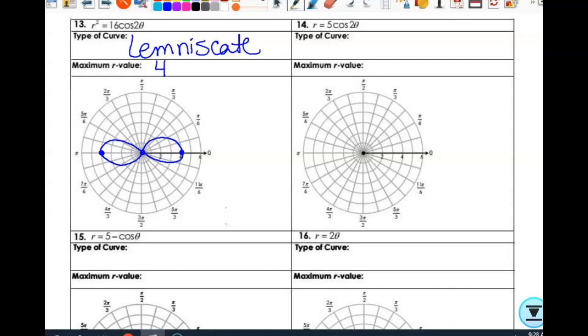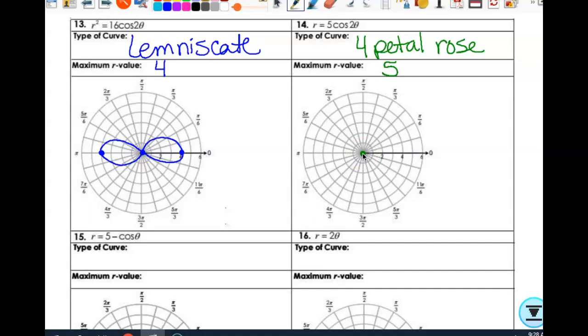What type of curve is the next one? It's a rose. How many petals? 4. Good. This is a 4-petal rose. The reason I know it's a rose and not a lemniscate is because it's not R squared, right? Okay, what's my maximum R value? 5. Roses are attached to the pole, so I can put a point there.